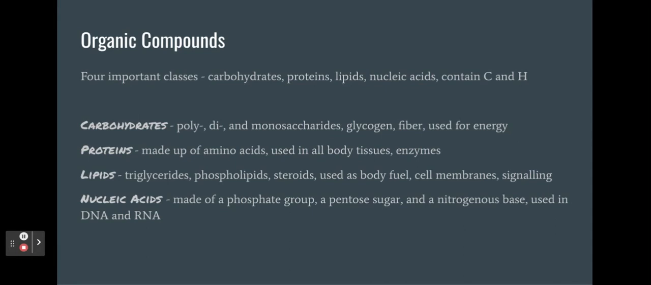Lipids are the most varied group structurally. They include triglycerides, phospholipids, and steroids, and are used as body fuel, in the cell membrane structure, and in signaling. Nucleic acids are made of nucleotides that contain a phosphate group, a pentose sugar, and a nitrogenous base. Nucleic acids are the genetic information in the cell, DNA and RNA.